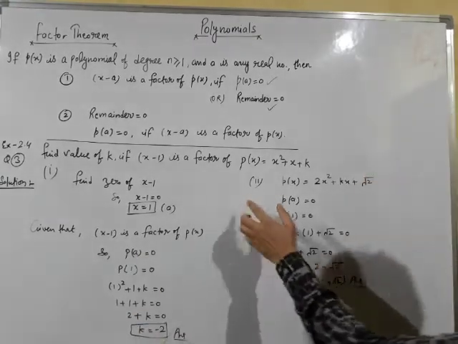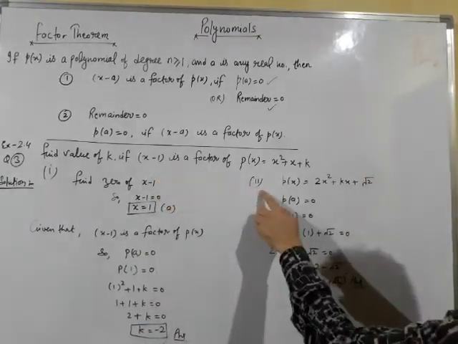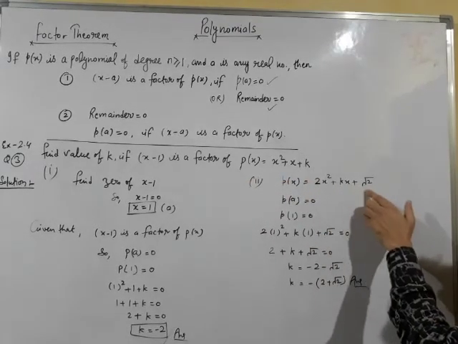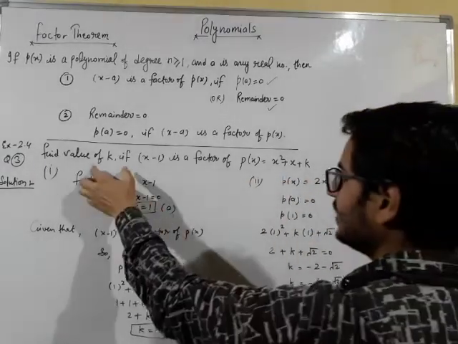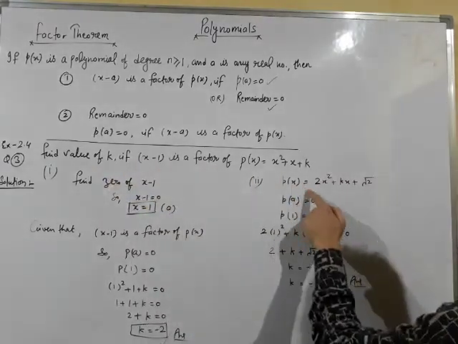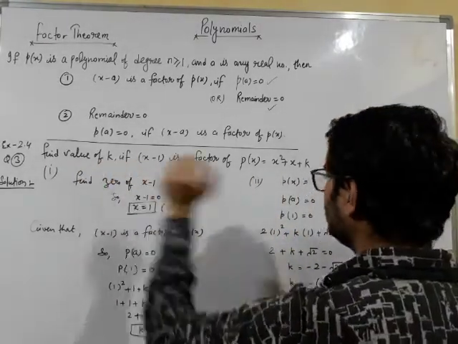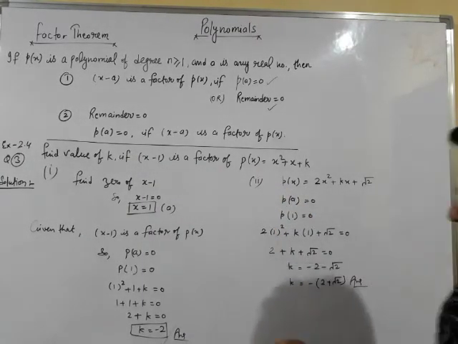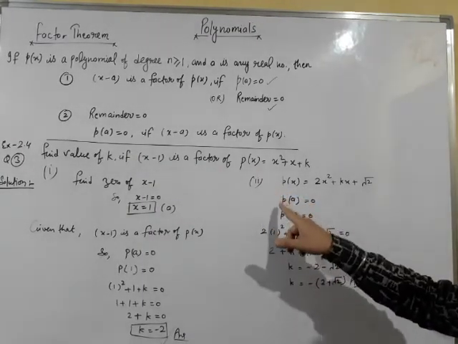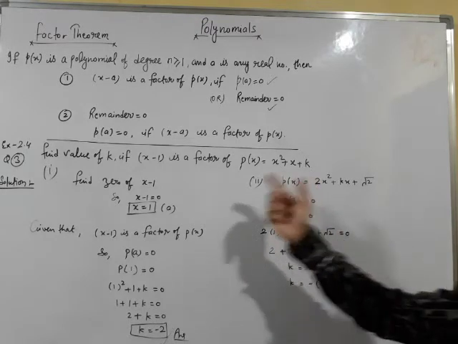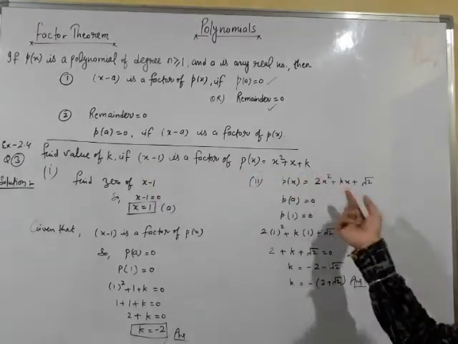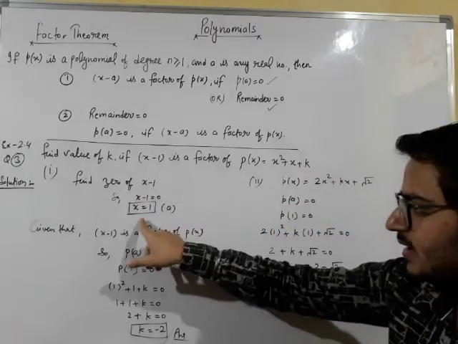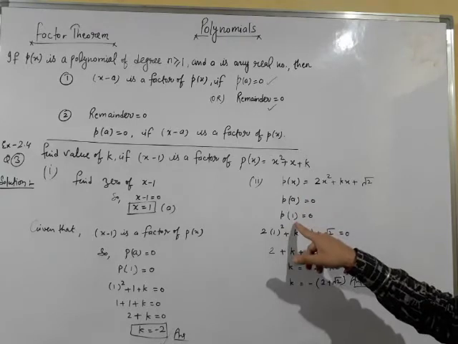In the second example, the question is the same. It is the second part of this question. The given polynomial is 2x square plus kx plus root 2. It is given that x minus 1 is a factor of this polynomial and we have to find the value of k. We will solve this question in the same pattern. We will find its remainder, and we know the remainder is p(a). If x minus 1 is a factor of this polynomial, then the remainder will be equal to 0 and the value of a is 1. So we will replace a by 1.